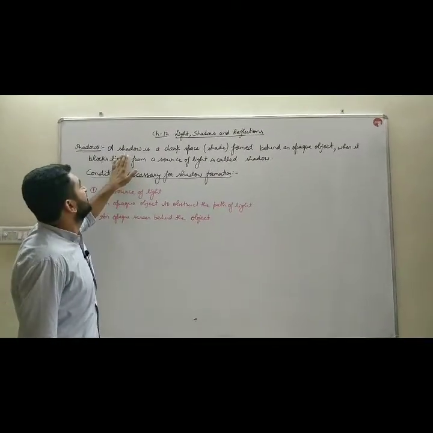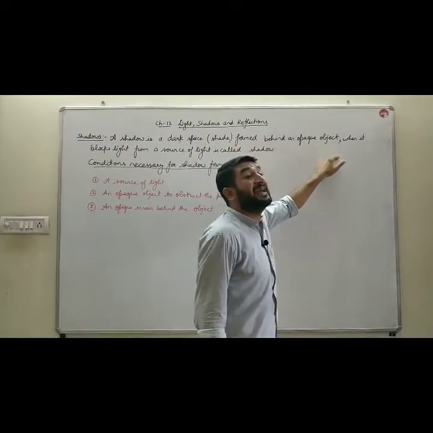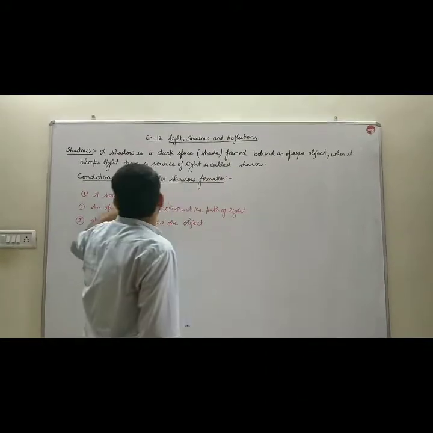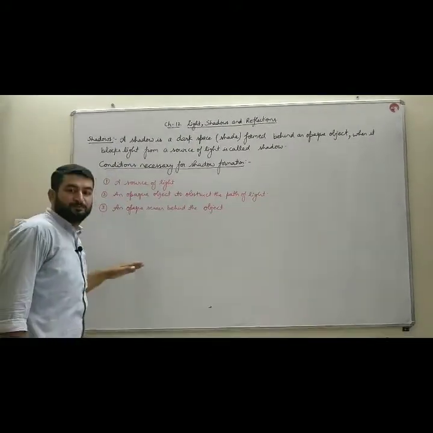So what is a shadow? A shadow is a dark space or shade formed behind an opaque object when it blocks the light from a source of light, is called shadow.